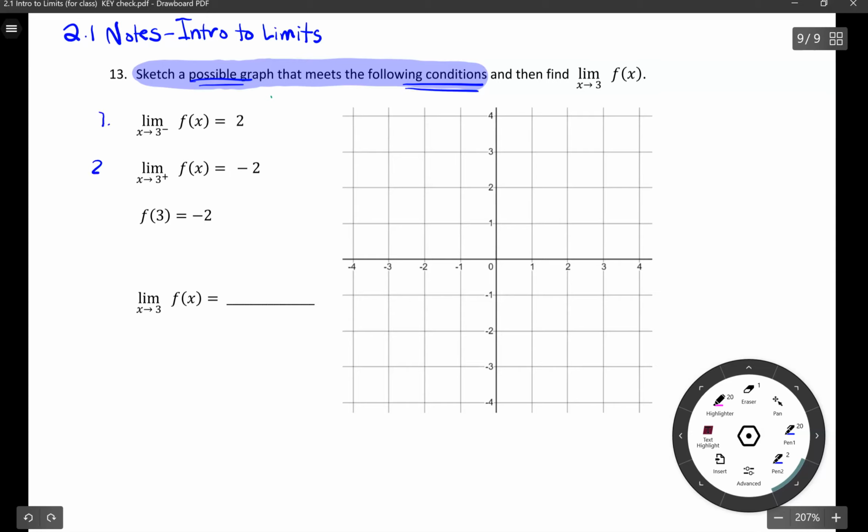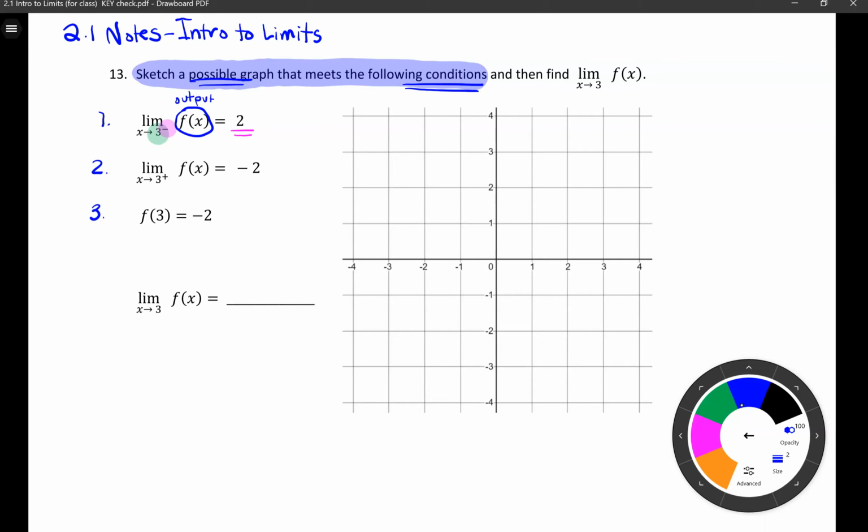So we have 3 conditions given to us. The first condition says that the limit of the function as x approaches positive 3 from the left has to be a height of 2. Now remember, f of x is an output. It's the output we get when we plug x into the function and follow the rule. It's also the height of the graph. So as we approach x equals 3 from the left, the height of the graph approaches 2.